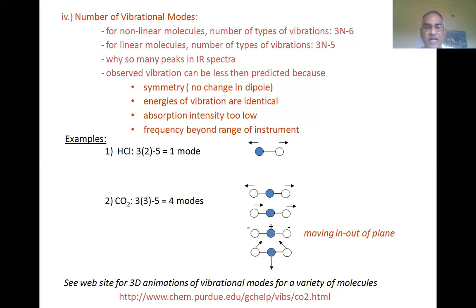If you take hydrochloric acid, for example, here the 3n minus 5 formula is applied because HCl is a linear molecule. So there is one mode, one degree of freedom. And CO2, carbon dioxide, is also a linear molecule, and hence again 3n minus 5 is applied. So 3 into 3 minus 5 is equal to 4. So there are four modes of vibration. Out of which, how many are really seen in the spectrum? Let us see.